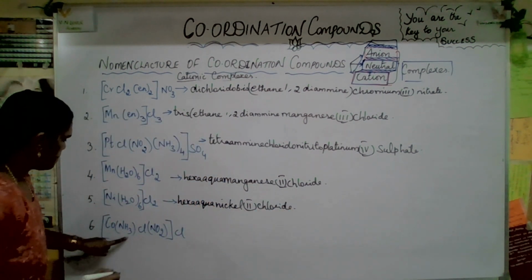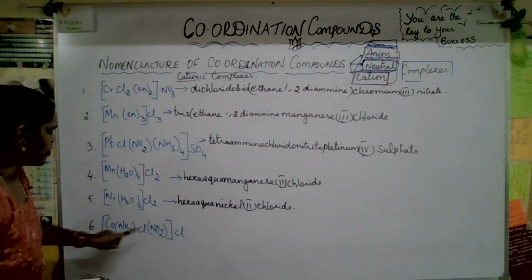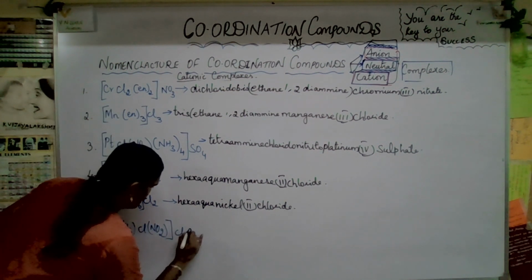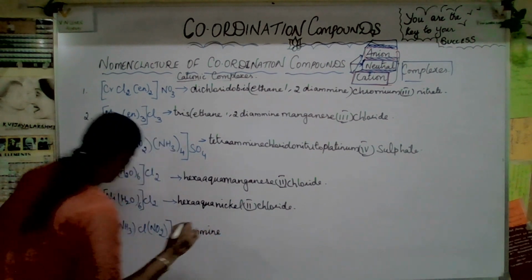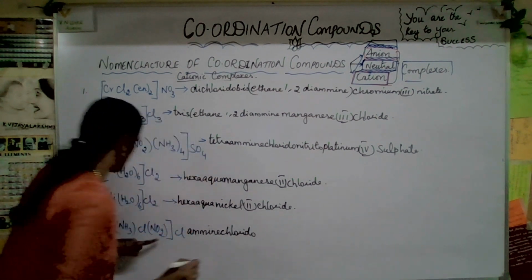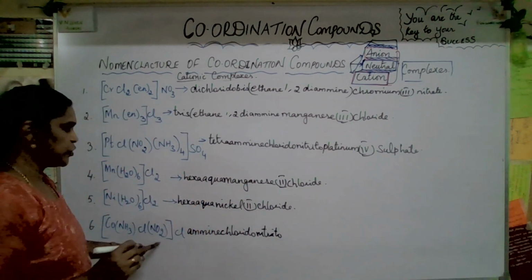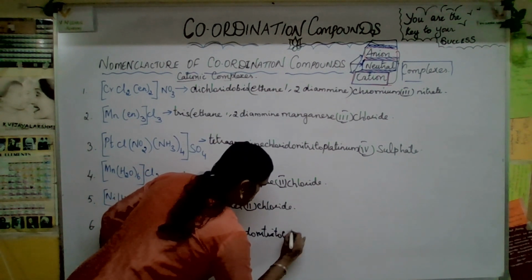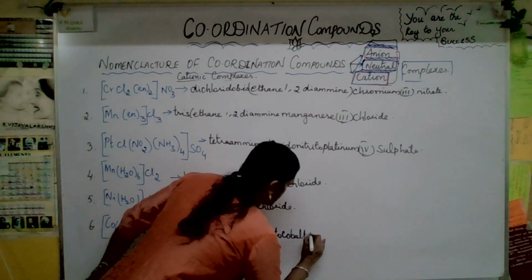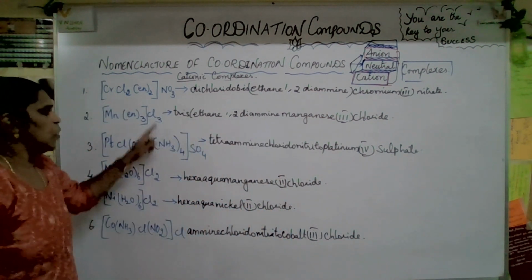The next one. Here, amine, chlorido, nitrito, cobalt 3 chloride. Amine, chlorido, nitrito, NO2 only. So nitrito, cobalt, cobalt 1, 2, 3, 3 chloride. Okay, hope you got a clear idea.